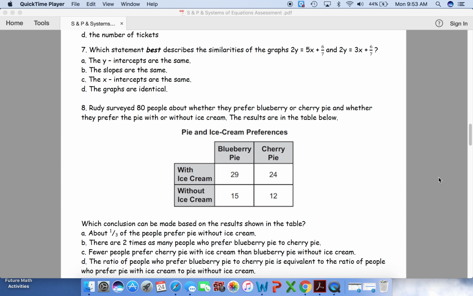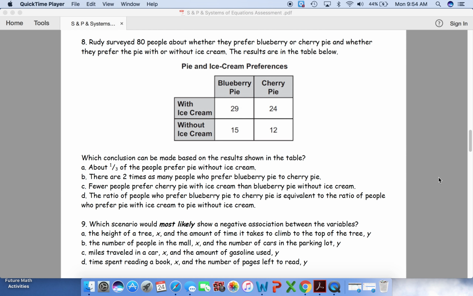Number 7. Which statement best describes the similarities of the graphs 2y = 5x + 6/7 and 2y = 3x + 6/7? A. The y-intercepts are the same. B. The slopes are the same. C. The x-intercepts are the same. D. The graphs are identical.